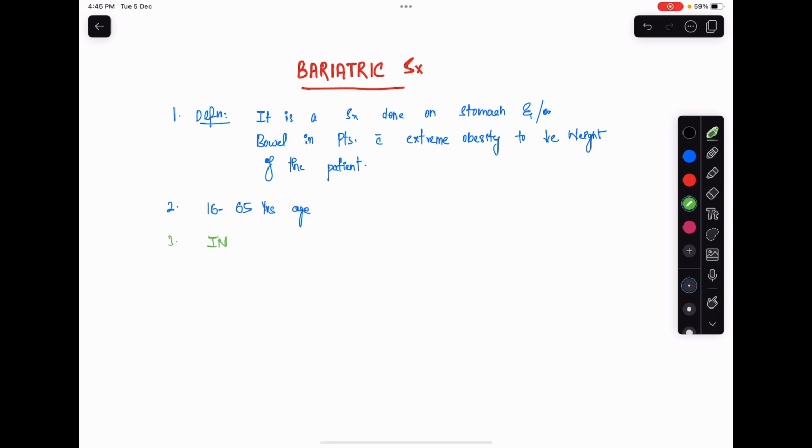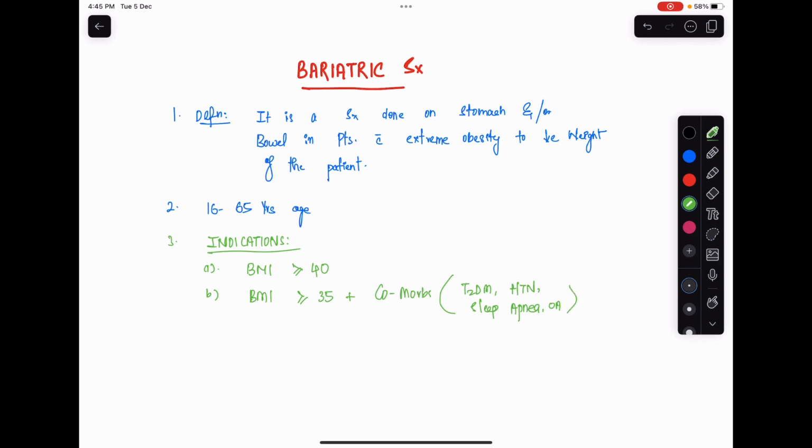So let's know about the indications of bariatric surgery. It is done if the BMI is more than or equal to 40, or BMI more than or equal to 35 with comorbidities like uncontrolled type 2 diabetes, uncontrolled hypertension, sleep apnea, and osteoarthritis. It can also be done in patients with BMI more than or equal to 30 with early onset type 2 diabetes. Early onset in the sense within 10 years of diagnosis.